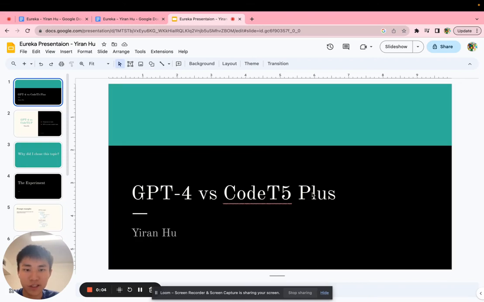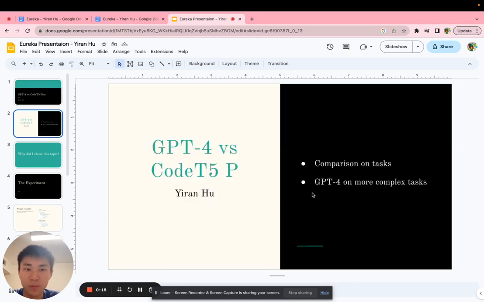I'm from Guangzhou, China, and this is my presentation on my Eureka project. My research is mainly about the large language models, GPT-4 and CodeT5 Plus. My research contained two parts. In the first part, I compared two models and tested their abilities in task completion. In the second part, I focused on the GPT-4 model and fed it with more complex tasks to see its performance with these comprehensive problems.